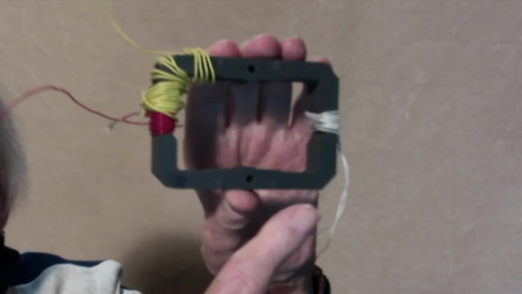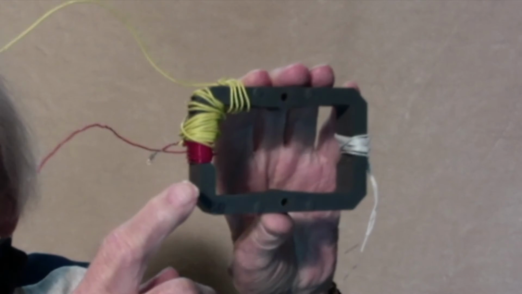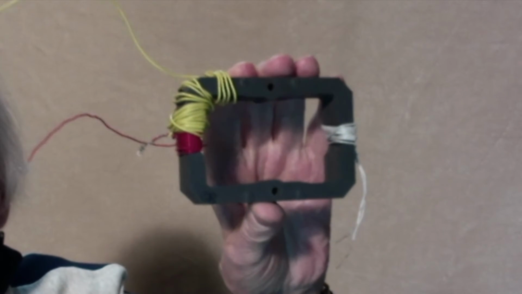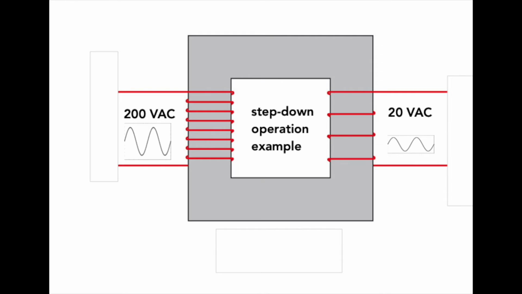The turns ratio between this one and that one determines the output voltage. If we say have 1,000 turns on this side, and on this side only 100 turns, instead of 200 volts input, we're getting 20 volts output. However, the current capability, of course, would be 10 times higher.